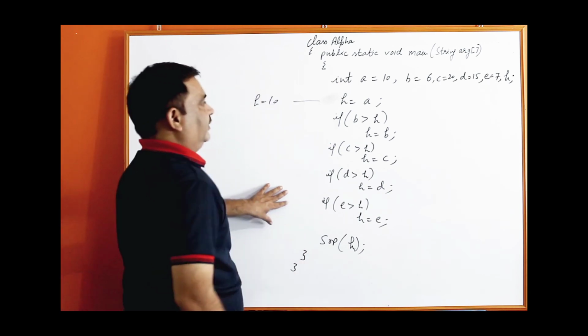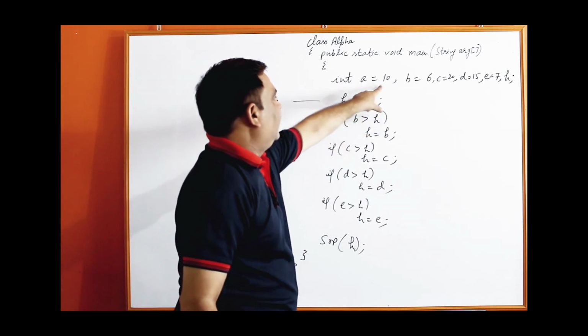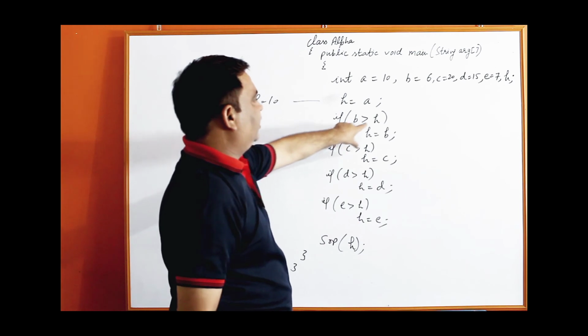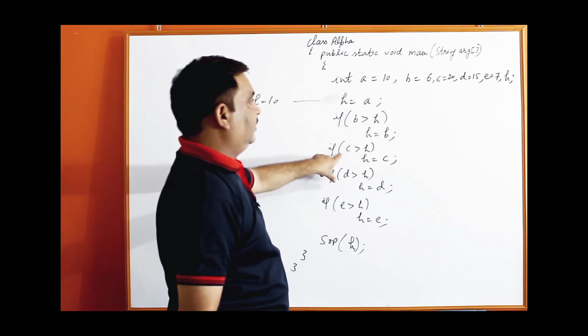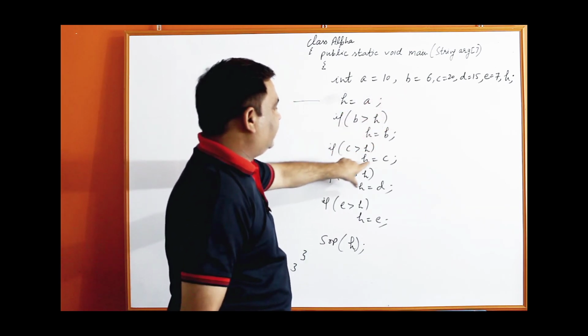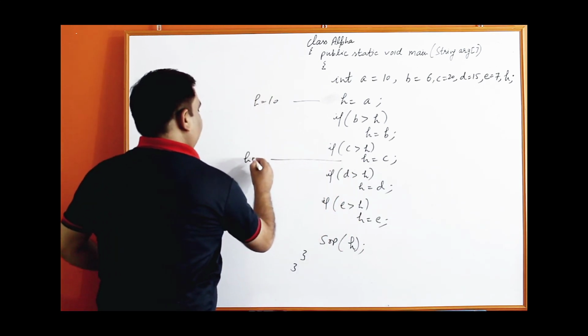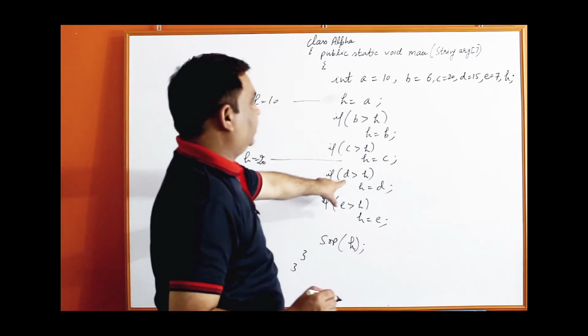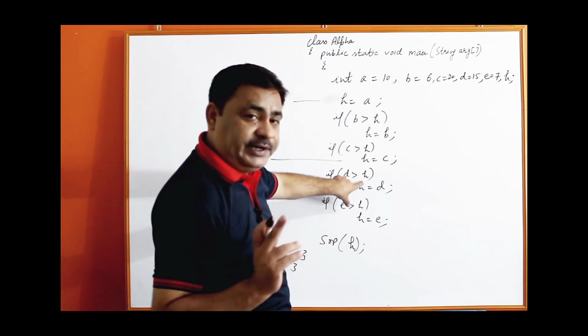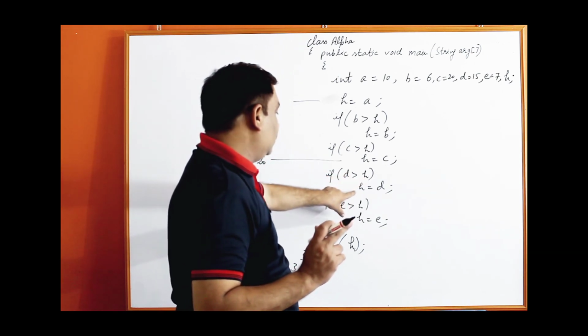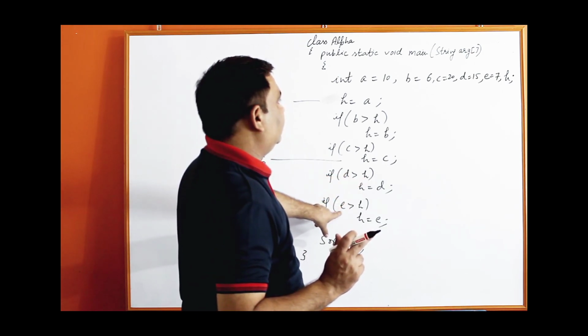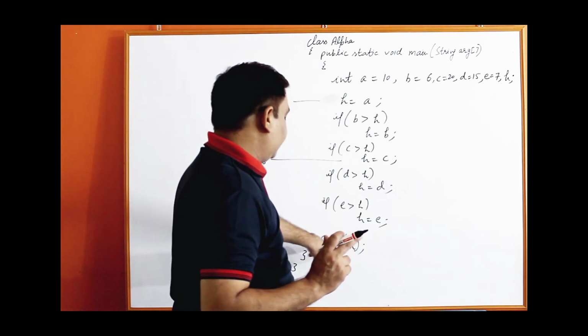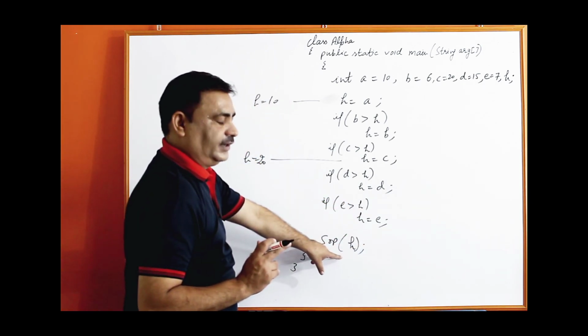Now try to understand it. According to the values, H is 10 here. B is greater than H? No. Come here. 20 is greater than 10? Yes, H will become 20. Next statement, D is greater than H? 15 is greater than 20, because H is now 20? No. Next, E. 7 is greater than 20? No. So finally H will be printed, that is 20.